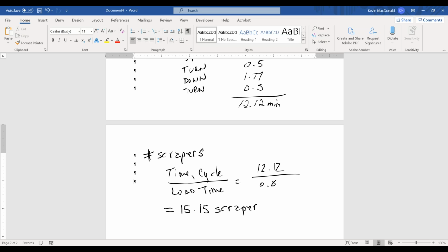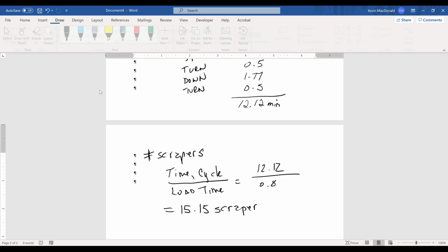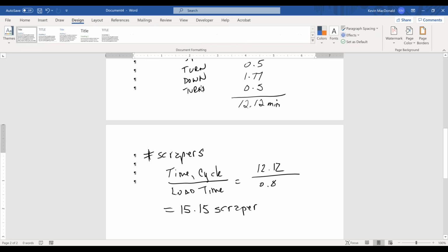And it also tells us what our production is going to be. So that's how we would calculate our scraper cycle and then use that to determine the number of scrapers. In our next installment, we're going to want to look and see how we translate this into productivity.